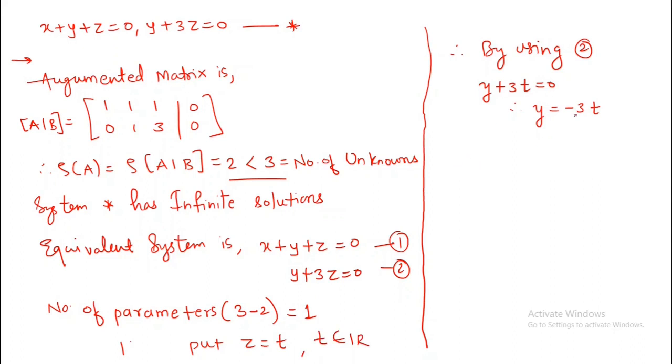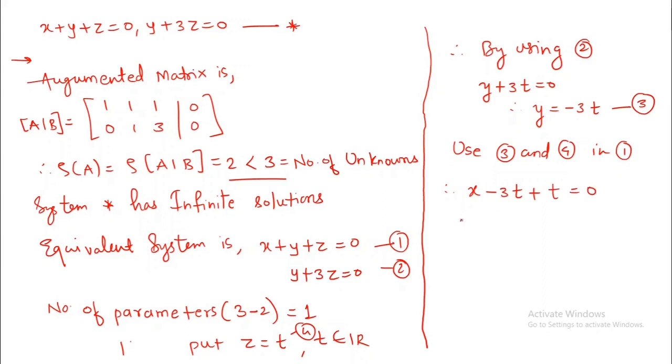Next, in order to get x, I will call this 3 and this 4. So in order to get the value of x, I will use 3 and 4 in 1. So therefore x minus 3t plus t is equal to 0. Therefore x minus 2t is equal to 0. Therefore x is equal to what? 2t.